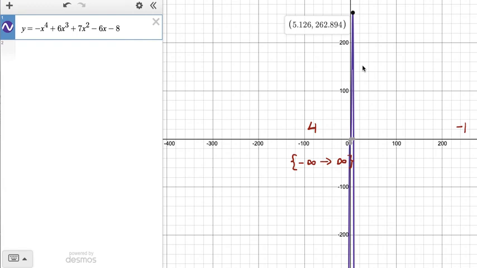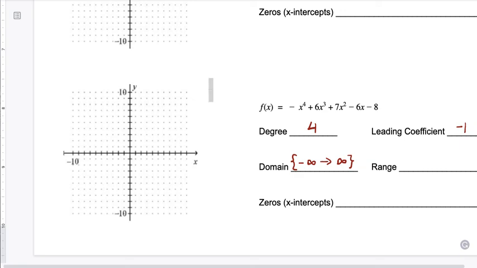So our range is the set of all possible y values. Our highest y value is 262.894. So we need to note that. So our range is negative infinity all the way up to 262.894. I think that's what it was. So we've got a limit to our upper range. That's also known as our maximum.